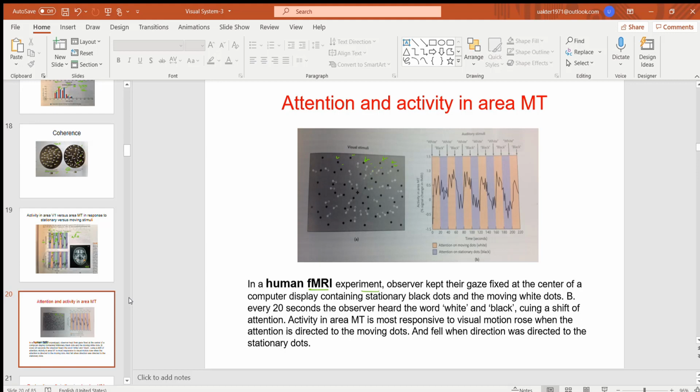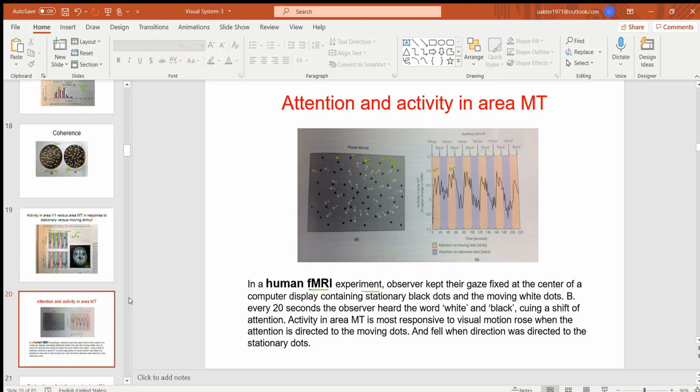So when the subject was asked to pay attention to the white dots, remember the subject is seeing both dots because they are presented together.